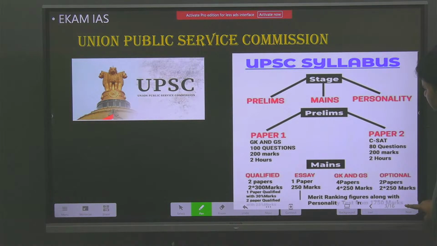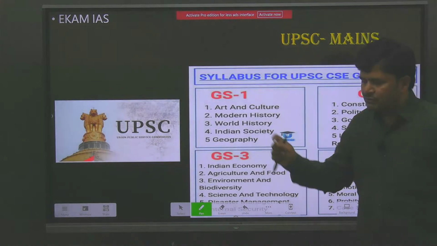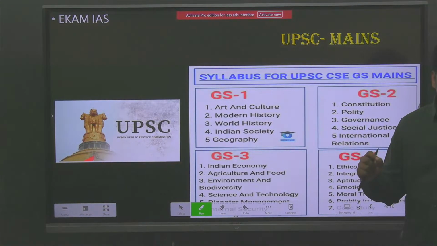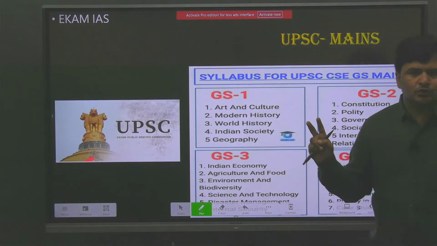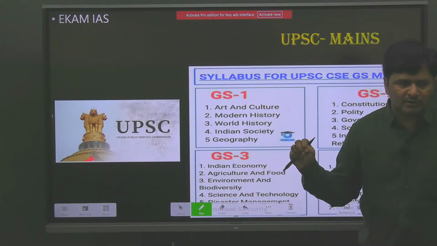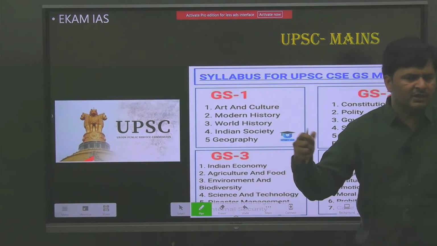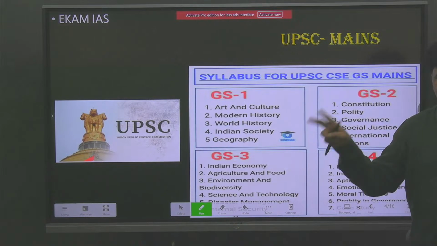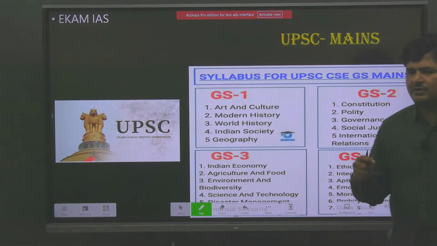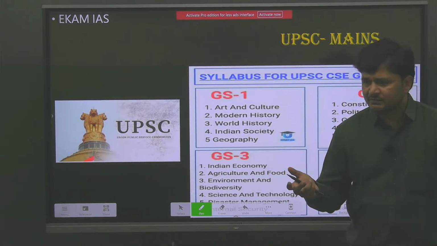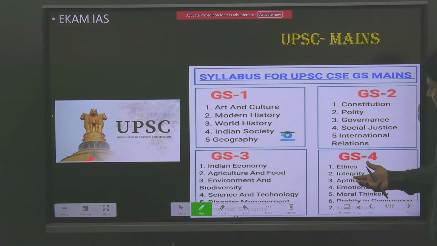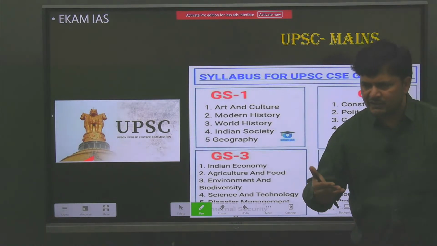Keeping aside the essay paper, GS1 consists of two major subjects: Indian history and world history, and Indian geography and world geography. Society is also included there, but we generally consider two major subjects in GS1. In GS2 we have polity and governance, in GS3 Indian economy and environment, and in GS4 ethics, aptitude and integrity.